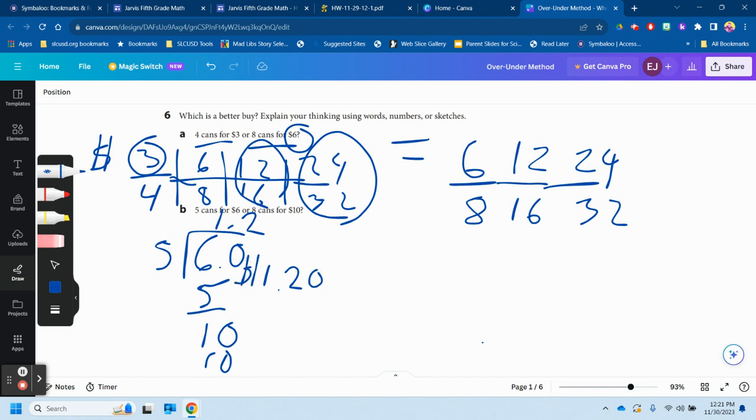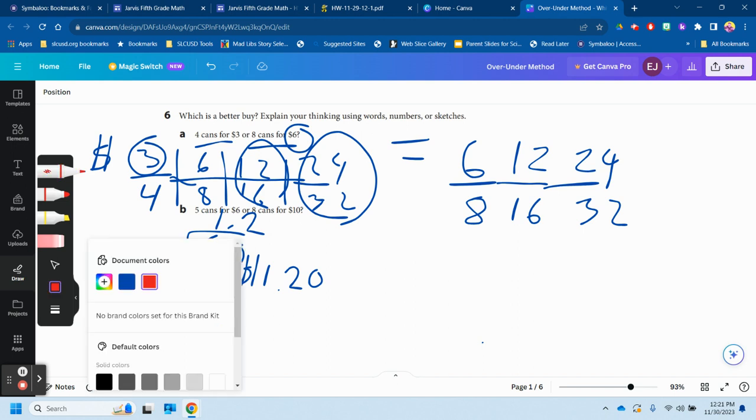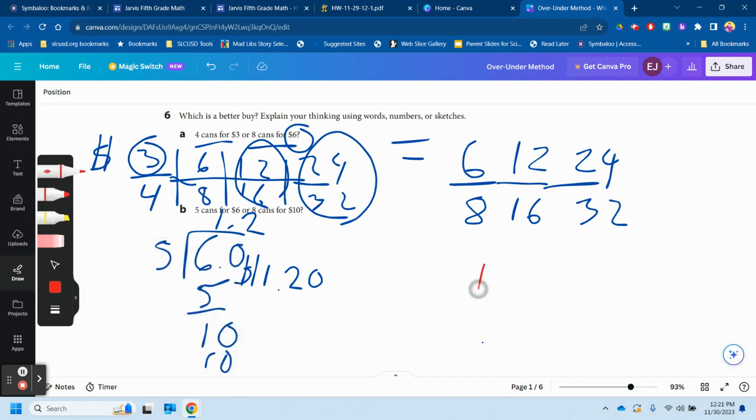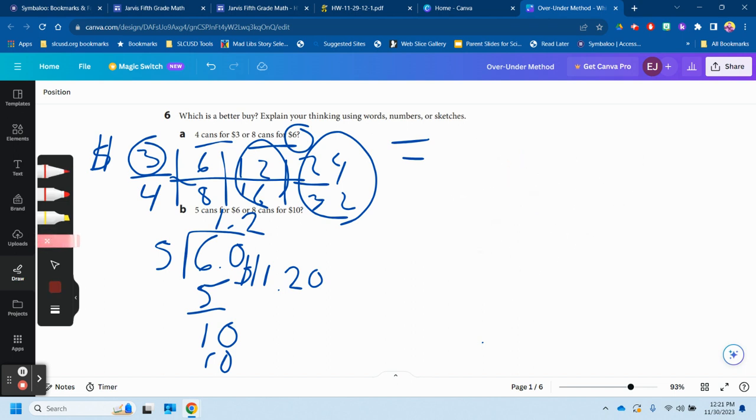Now we have to think about $10 divided among 8 cans. I'm going to use a different color so I don't get lost here. So $10 divided by 8 cans. Each gets $1 per can. Which one's cheaper? We don't know yet. Each one's at least $1, but that uses 8. How many dollars do I have left over?